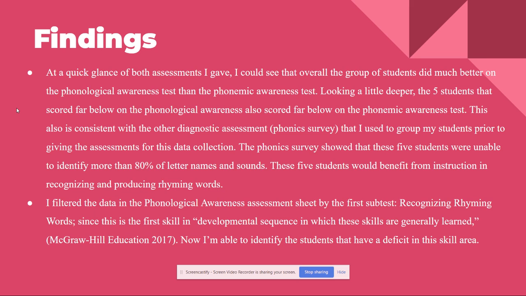The phonics survey showed that these 5 students were unable to identify more than 80% of their letters and sounds. These 5 students would benefit from instruction in recognizing and producing rhyming words. I filtered the data in the phonological awareness assessment sheet by the first subtest, recognizing rhyming words, since this was the first skill in the developmental sequence in which these skills are generally learned. Now, I'm able to identify the students that have a deficit in this skill area.